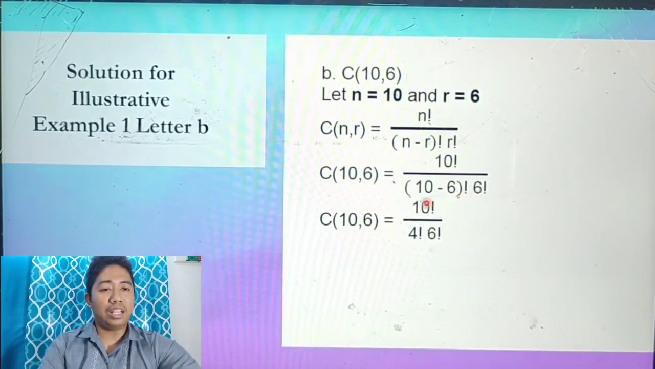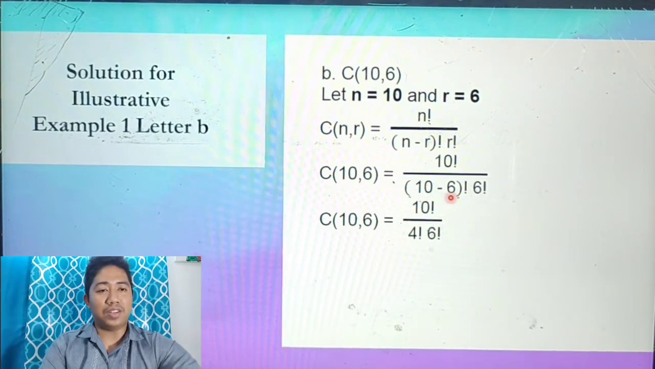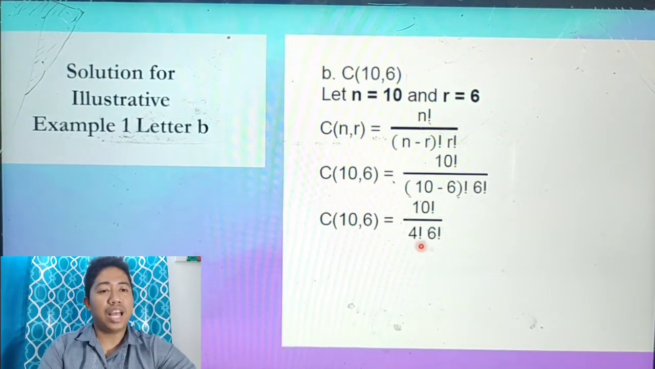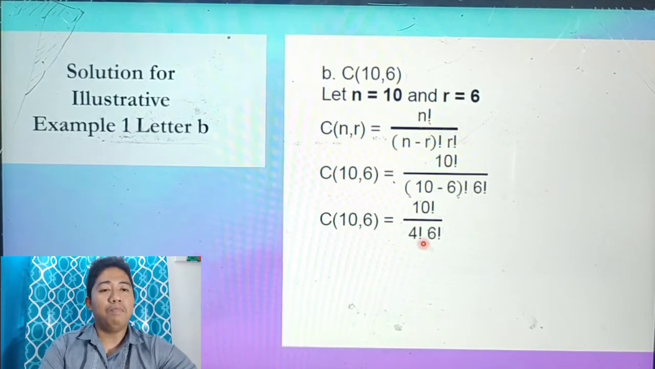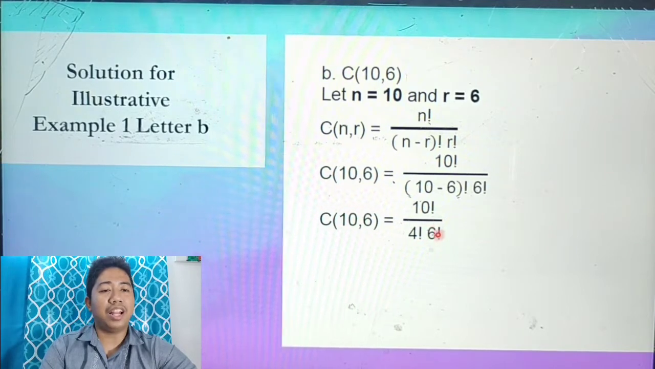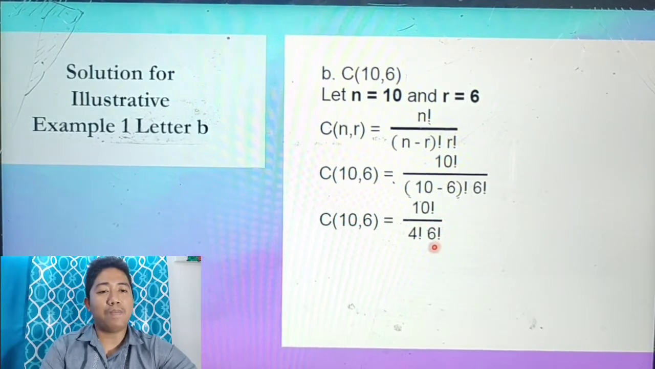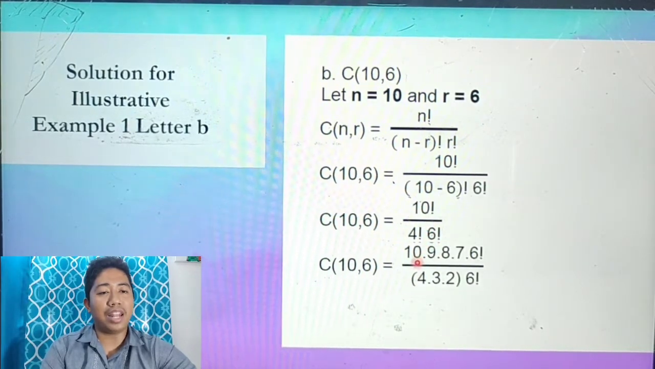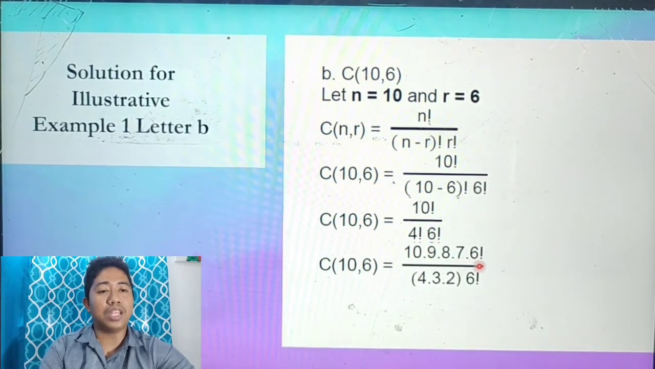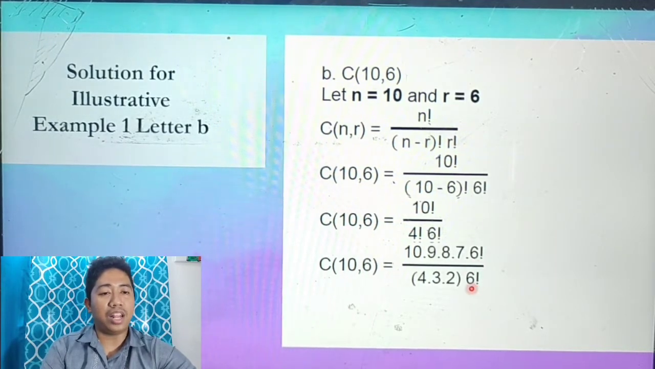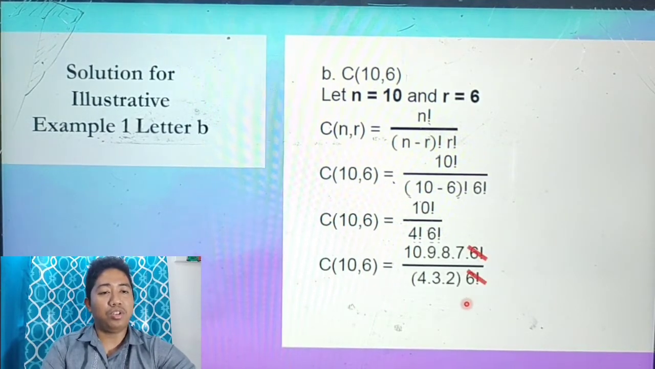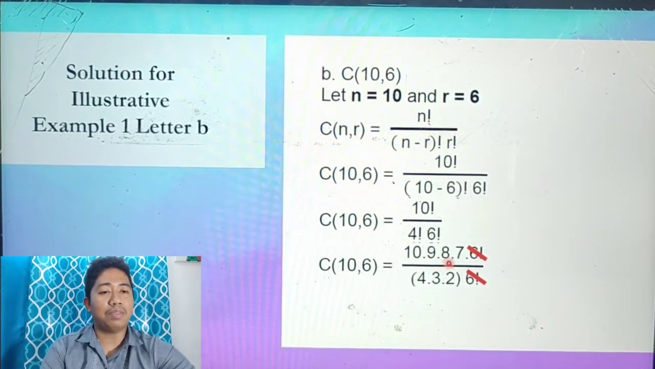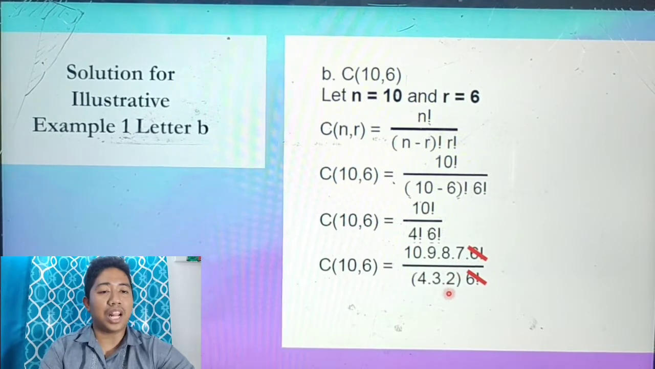And then we get the difference inside the parentheses. So 10 minus 6, so we get 4. So that is 4 factorial. And after that, you have to expand simultaneously, but we have to reach the largest possible factorial value on the denominator. So 10 factorial becomes 10 times 9 times 8 times 7 times 6 factorial, which is on the denominator. And then you cancel out 6 factorial. So the remaining factors are 10 times 9 times 8 times 7, all over 4 times 3 times 2.